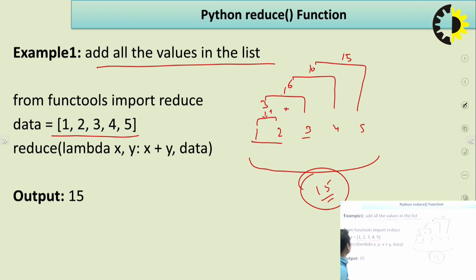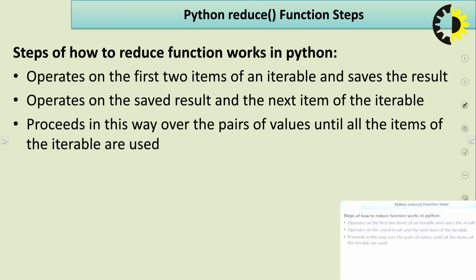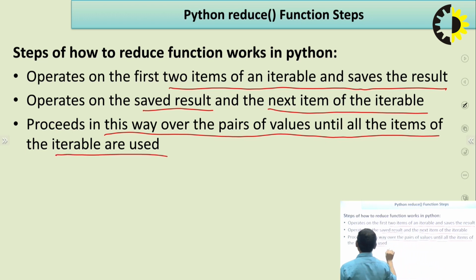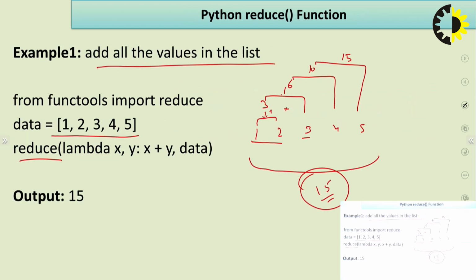On this basis reduce works. Let us see the steps. Operate on the first two items of an iterable and save the result, as we have seen. Operate on the saved result and the next item in the list. Proceed in this way over the pairs of values until all the items of the iterable are used. Means at the last we must repeat this process.